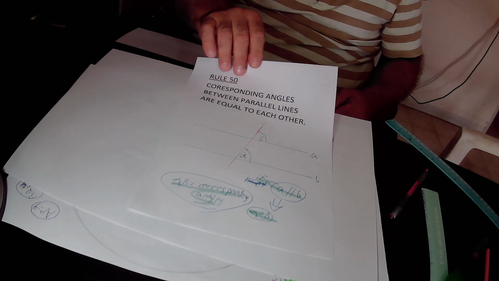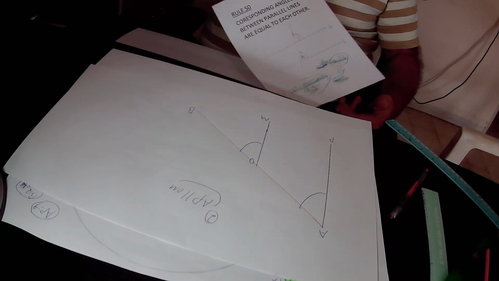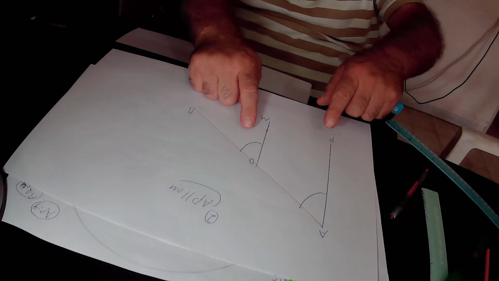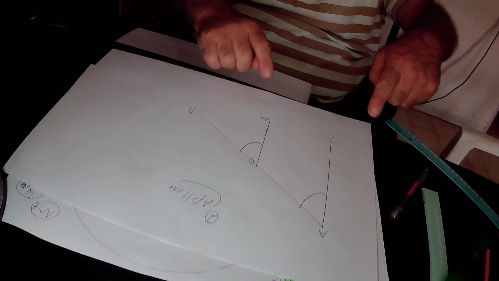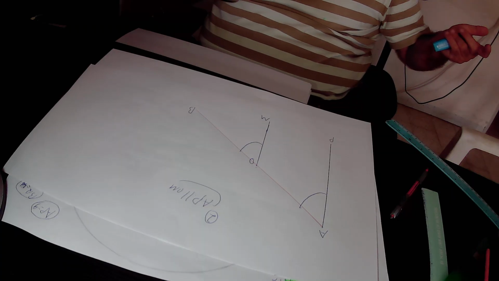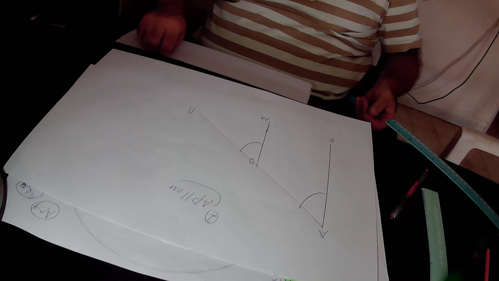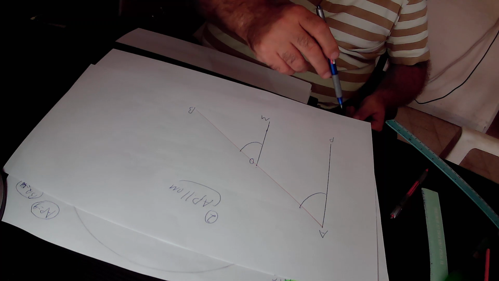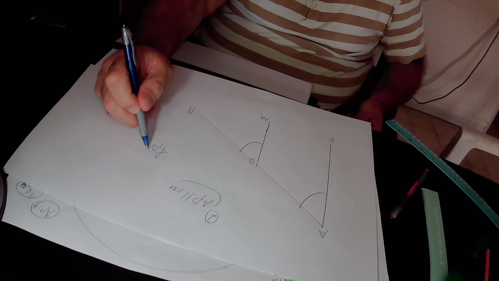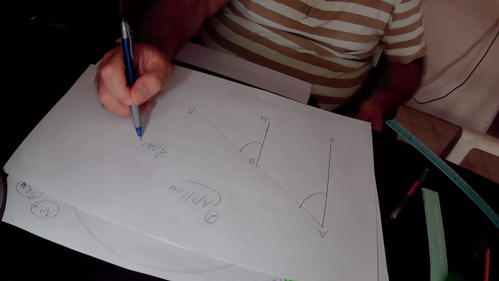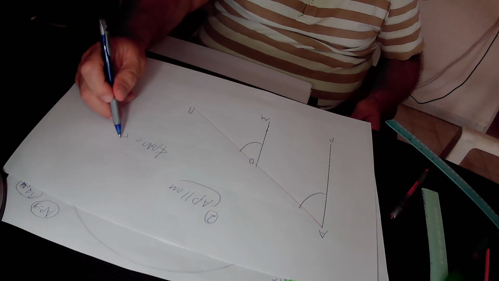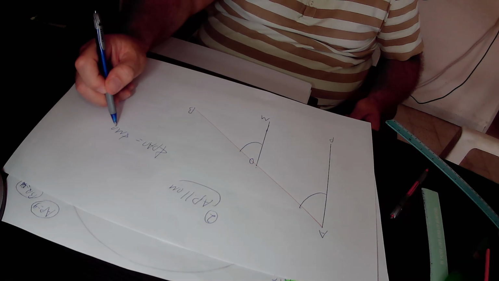So here we can implement Rule 50 because we have those two corresponding angles that are located between the parallel lines AP and OM, and therefore they are equal to each other in their sizes. So actually, angle PAO is equal to angle MOB according to Rule 50.